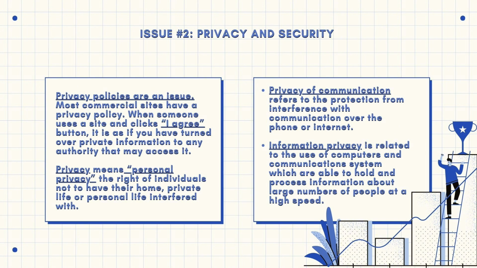Another here is the privacy of communication. Privacy of communication refers to the protection from interference with communication over the phone or internet. And of course, the other one is information privacy. Information privacy is related to the use of computers and communication systems which are able to hold and process information about a large number of people at a high speed.